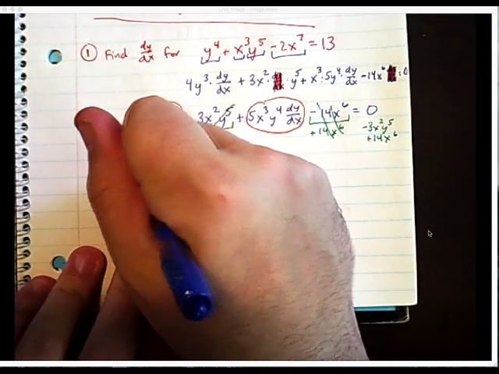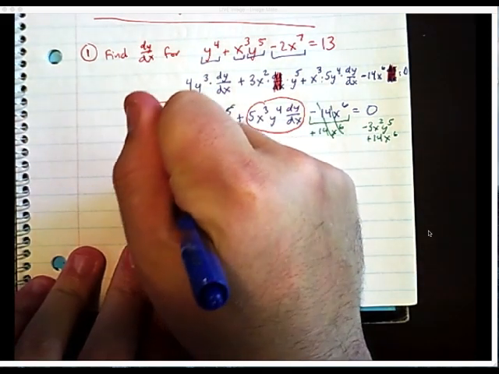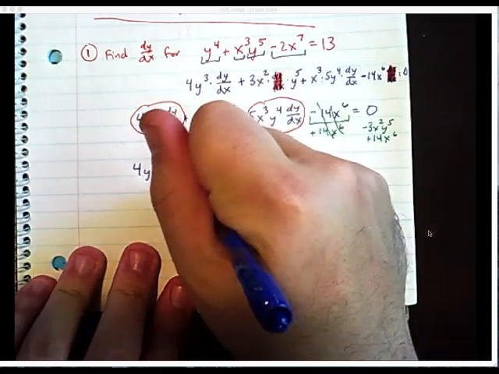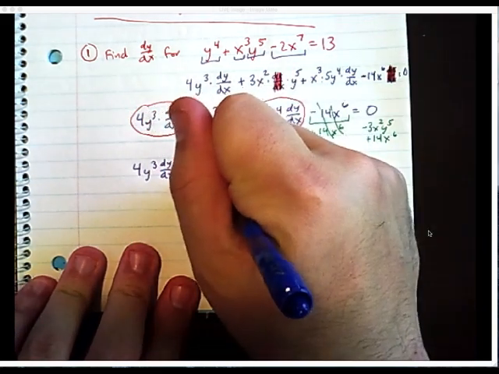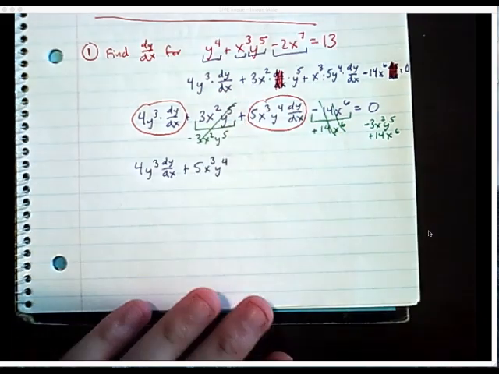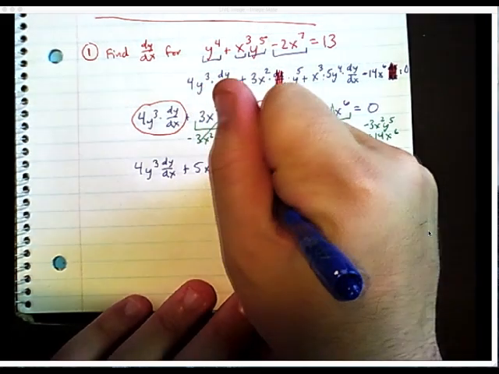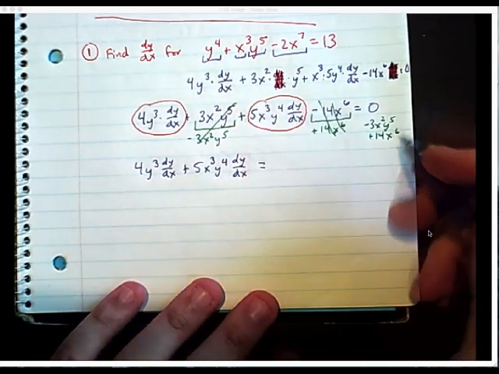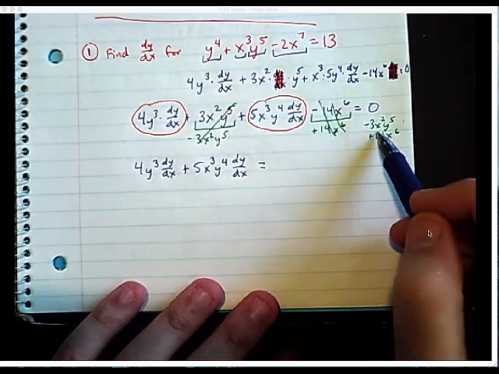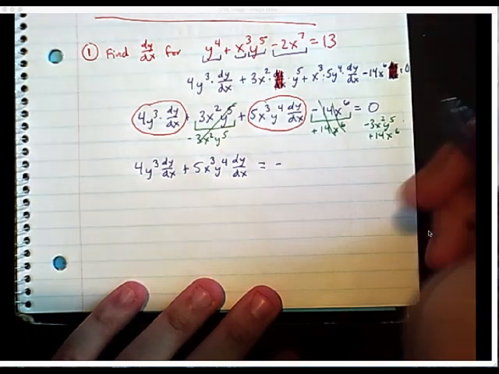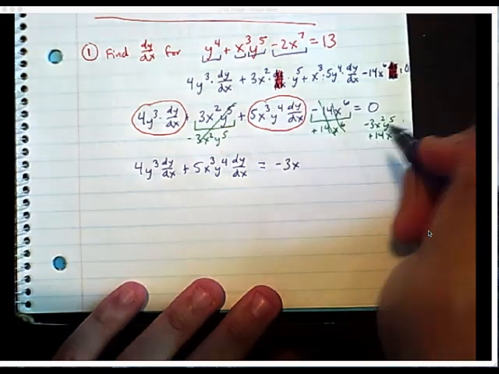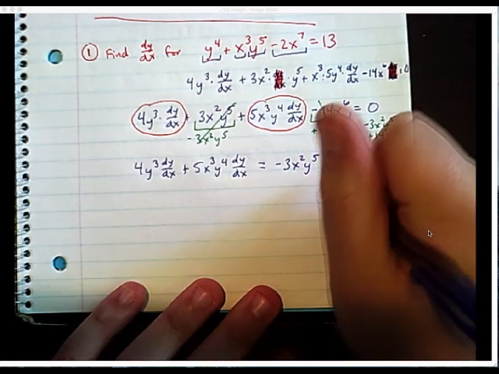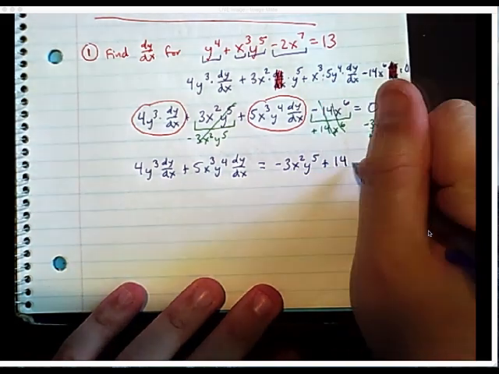So after I do that, I have 4y cubed dy dx plus a 5x cubed y to the fourth dy over dx equals, I have these two things now. I have a negative 3x squared y to the fifth and a positive 14x to the sixth.